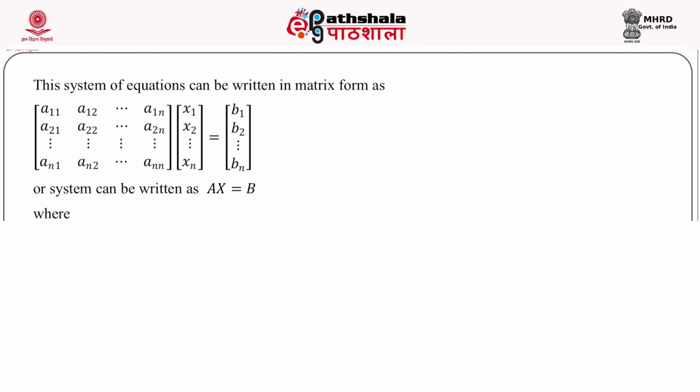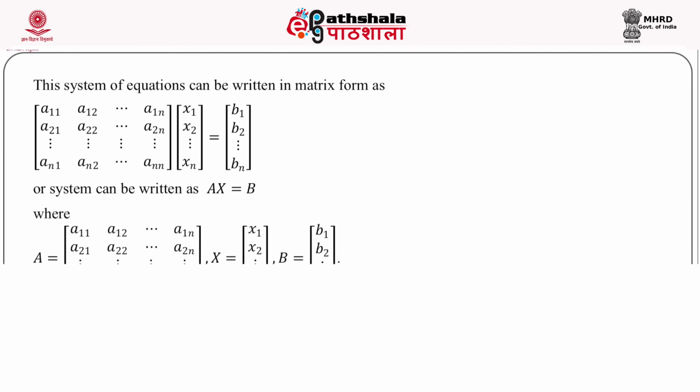where the first matrix can be put as A matrix, and the x1, x2, xn matrix can be put as capital X matrix, and the right hand side can be written as a B matrix.